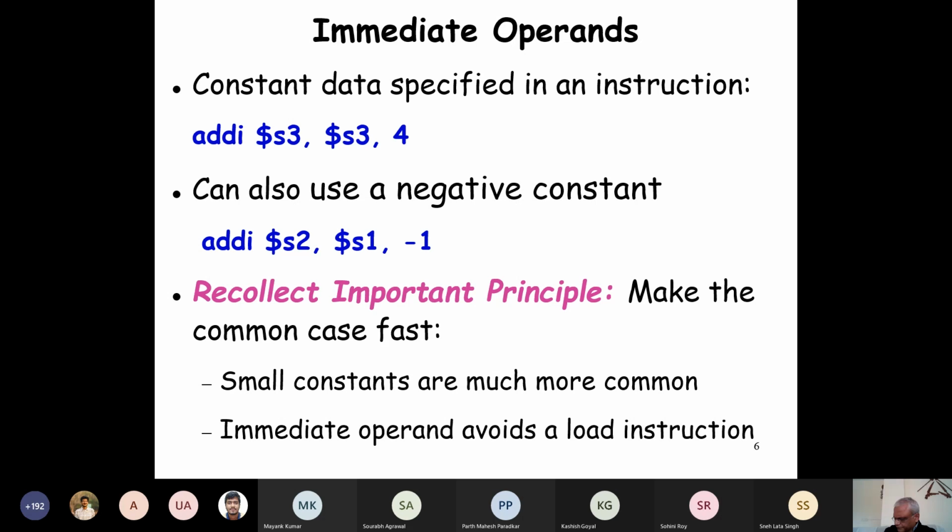We discussed this. The name of the principle was Amdahl's law, where the common case, the one that is most frequently present, should run fast. And here, all the small constants we use as immediate operands, and that's how we get the program to run fast. We don't store small constants in memory, we write them as part of the instruction.